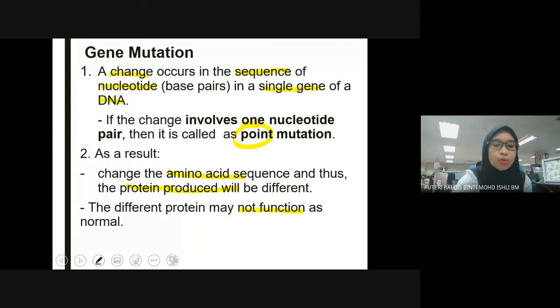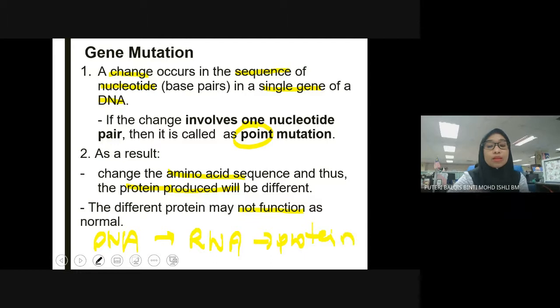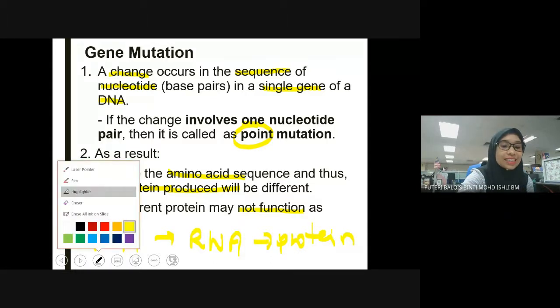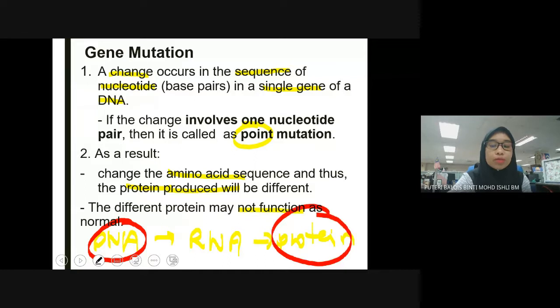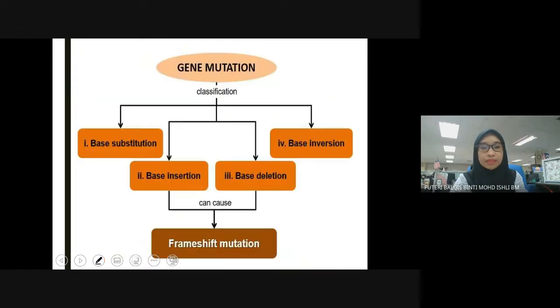So because you know about central dogma, you tahu kan central dogma, DNA kepada RNA, RNA kepada protein. That is central dogma. DNA to RNA, RNA to protein. So if there is change in DNA, ada perubahan dekat DNA, what happen is the amino acid and the protein will also be changed. Okay, that is mutation. And gene mutation can be classified into 4.